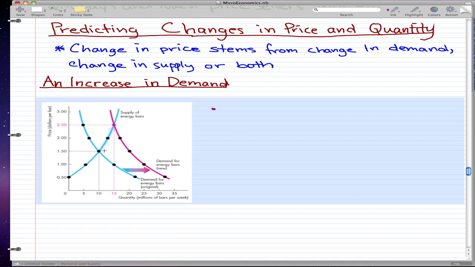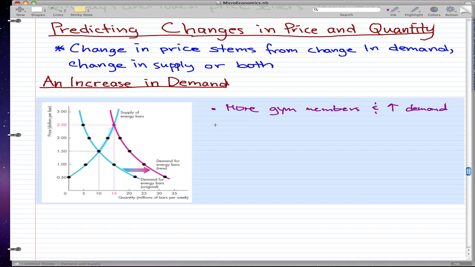So, more people joined our health club, so then our demand curve shifts rightward, or our demand for the energy bars for that health club increases. So the demand shifts from this blue line to this red line. Now, when the demand increases, so let's say that first we have more gym members, and that increases demand for the energy bars, but let's just say it increases demand.